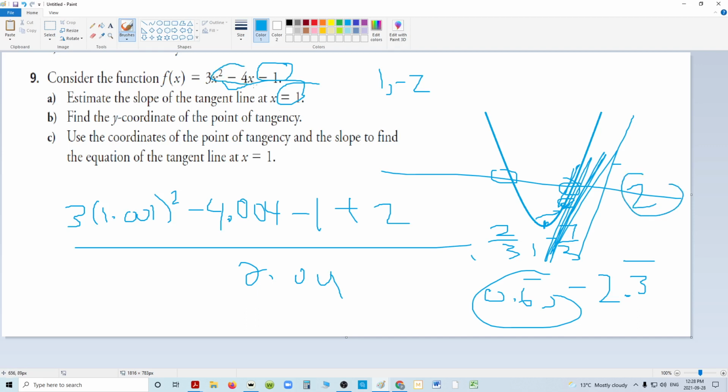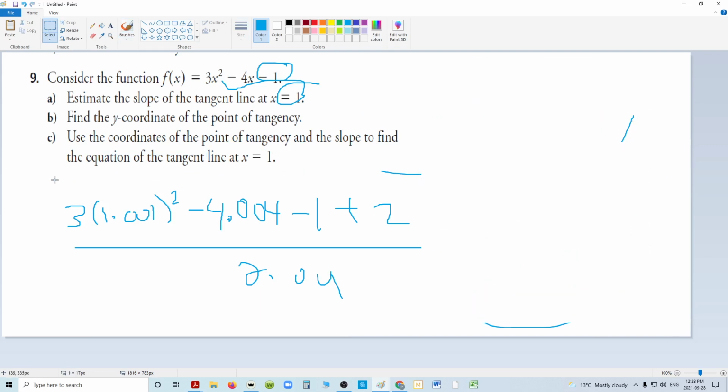If I take my trick and take the derivative of that, 6x minus 4, and plug in 1, I get 6 minus 4, which is 2. It also confirms my answer. Use the coordinates at the point of tangent and the slope to find the equation of the tangent line. This is a great point. How do you find, let's assume we got 2 as the slope, okay?